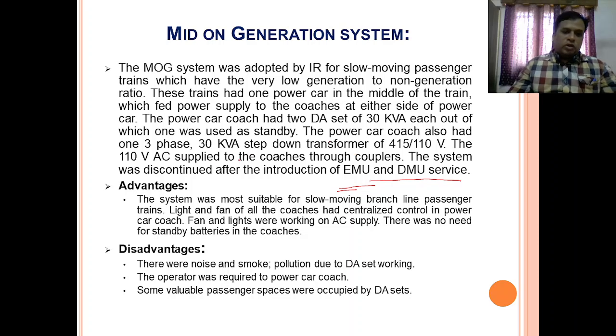Now we are talking about the advantages. What are the advantages of this system? The system was more suitable for slow moving branch line passenger trains. Light and fan of all coaches had centralized control in the power car coach, and therefore the fans and lights were working on AC supply. There is no need for a standby battery in the coaches. As in the other types of systems we used standby batteries, here there is no need of a standby battery.